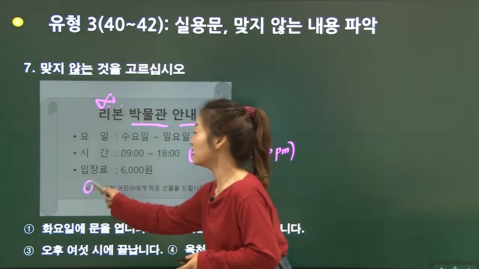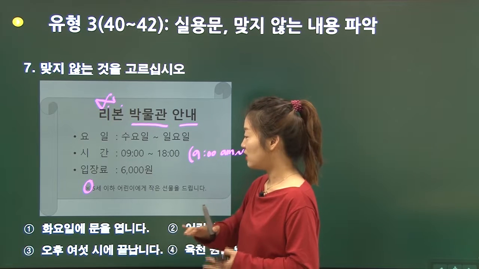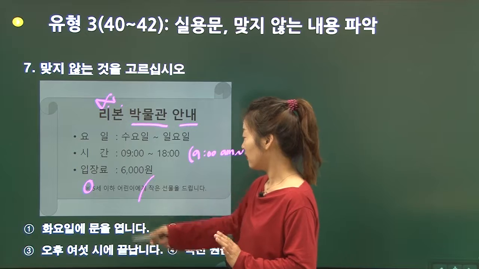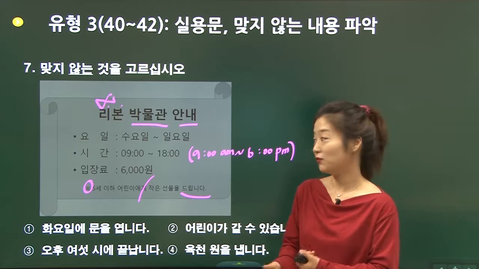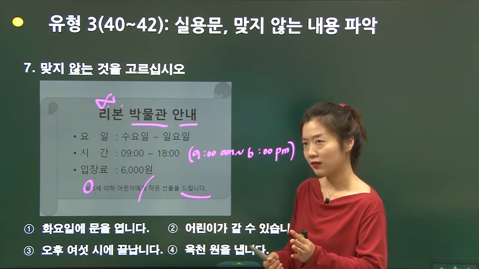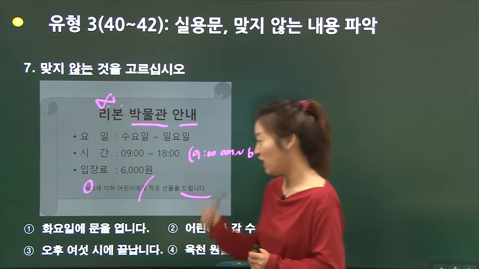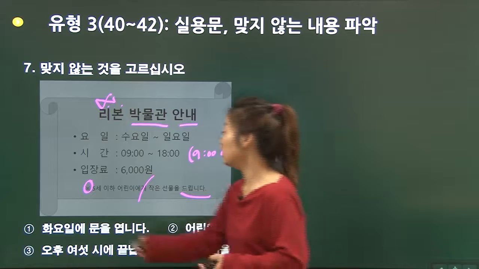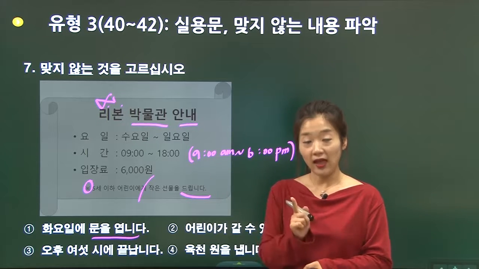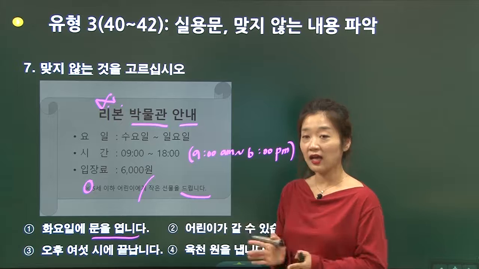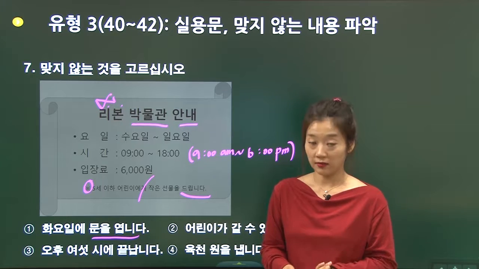6,000 won. And I told you this mark is an important mark. 5세 이하, under age 5. 작은 선물을 드립니다. We'll give a little gift for the kids under 5 years old. Okay? Good. Let's find which is not correct. Number 1, 화요일에 문을 엽니다. 문을 열다, 문을 엽니다 is a real action, and for a museum or shops or an official store, 문을 연다 means open.